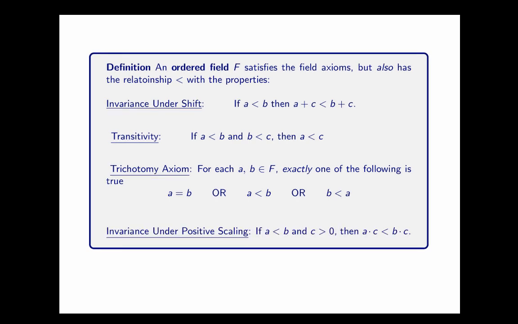And invariance under positive scaling. If a is less than b and c is a positive number, then a times c is less than b times c.